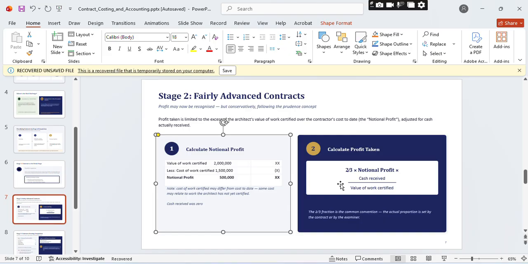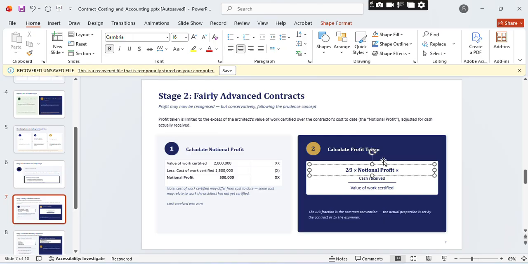So how do we apply that to this formula? We've been given a formula that for us to be able to take profit, it will be two-third times notional profit times cash received over value of work certified. So therefore, two-third of, what is our notional profit from the calculation? 500,000. Notional profit. And what is the cash received there? Cash received there is zero. We're not given anything as cash received, so we have zero as our cash received.